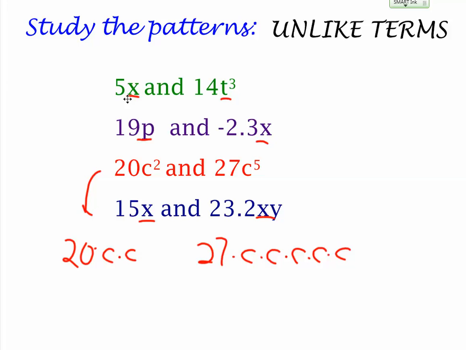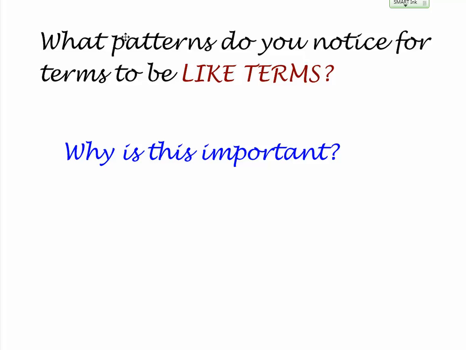These are unlike terms because x is not the same as t cubed. p is not the same as x. c squared is not the same as c to the fifth. 27 times c to the fifth means this. 20 times c squared means this. These are not the same size tiles. And x is not the same as xy. So in order to be like terms, they have to have the exact same variable part.